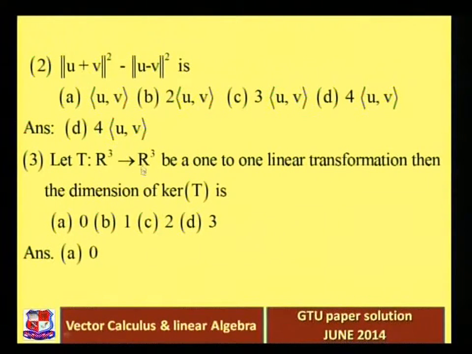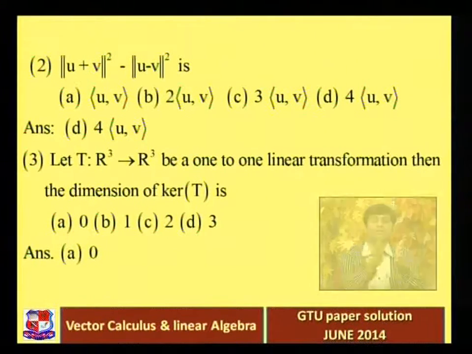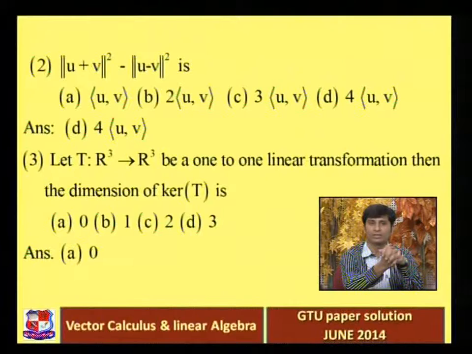Now let T from R3 to R3 be a 1-1 linear transformation, then the dimension of kernel of T is, now for 1-1 linear transformation there is one important theorem. If our transformation is 1-1, then kernel of T is always singleton theta, where theta is the 0 element of the domain, right? So in that case, if kernel of T is equal to singleton theta, then definitely the dimension of the kernel of T is equal to 0, because there is no non-zero vector in the set. So that's why the dimension of the kernel of T is equal to 0. That is quite easy to solve.